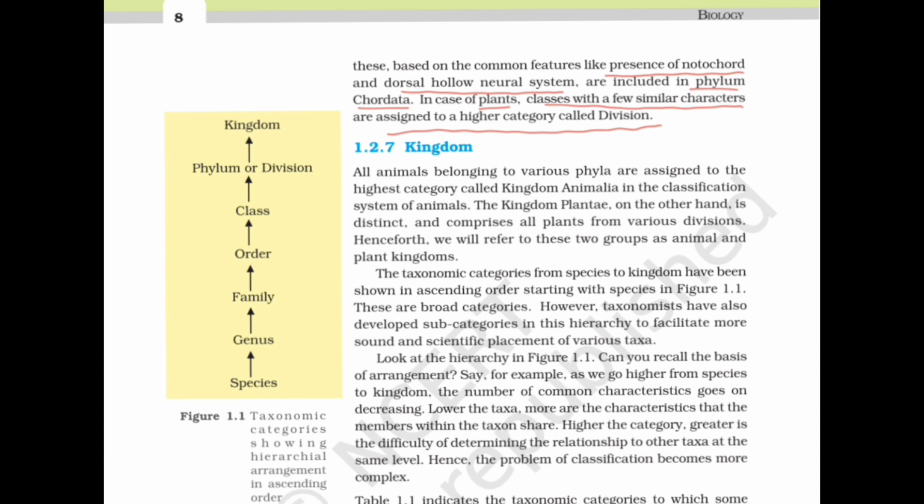In case of plants, classes with few similar characteristics are assigned to a higher category called division. Plants don't have phylum. Plants have division. And for animals, we use phylum. Please take note. You have to take note of the ascending order and the descending order. I'll just write it here in case some intelligent ones don't know.